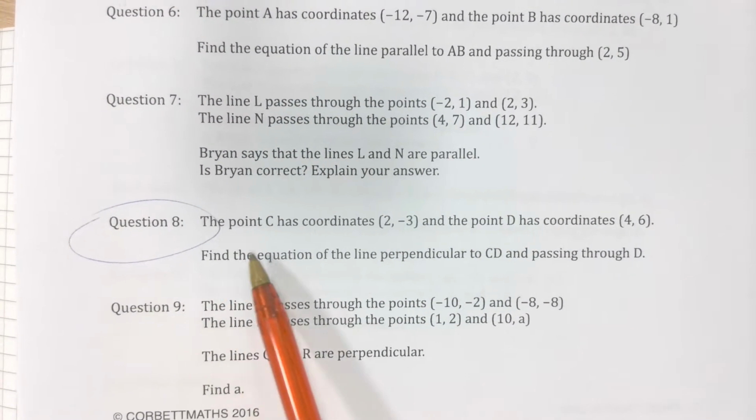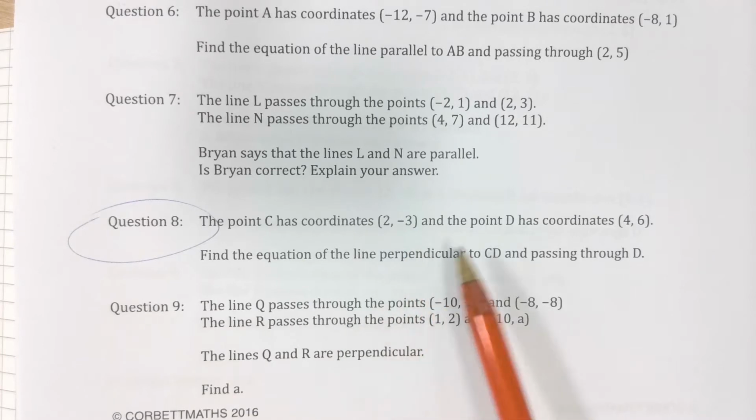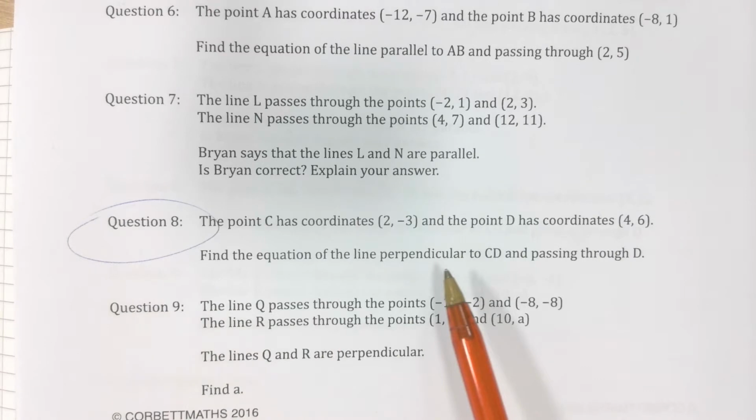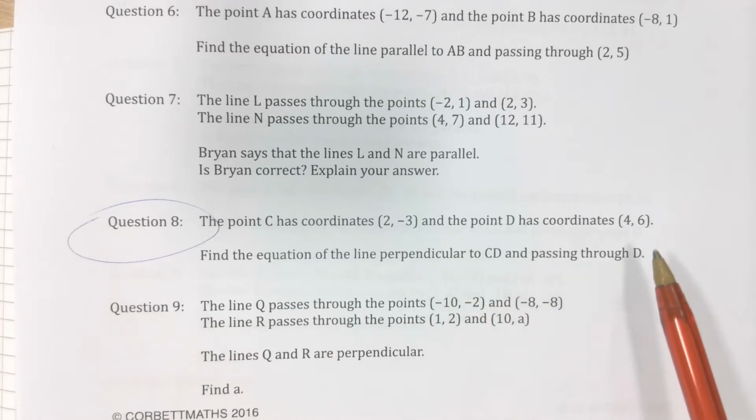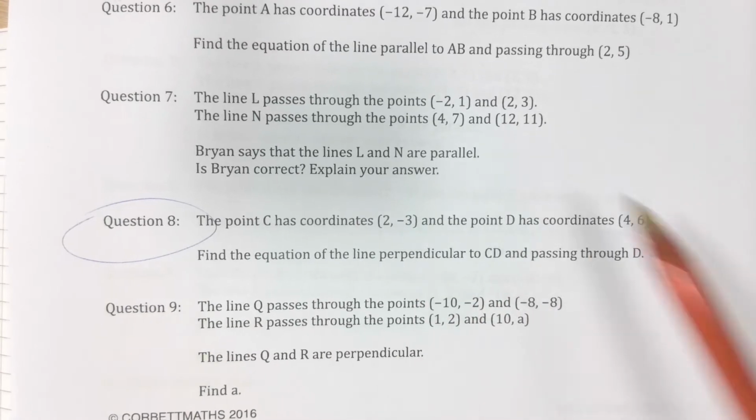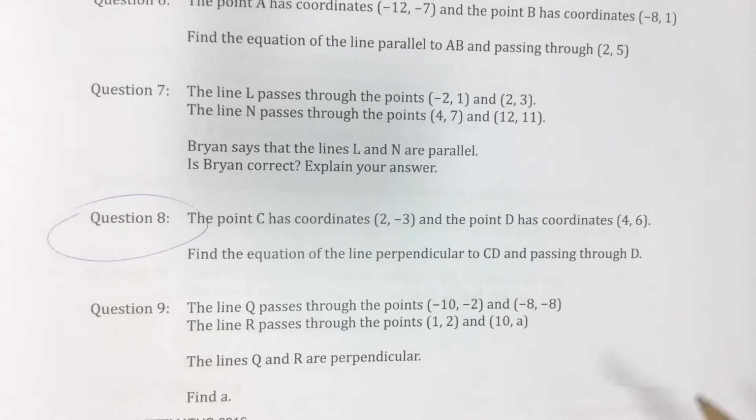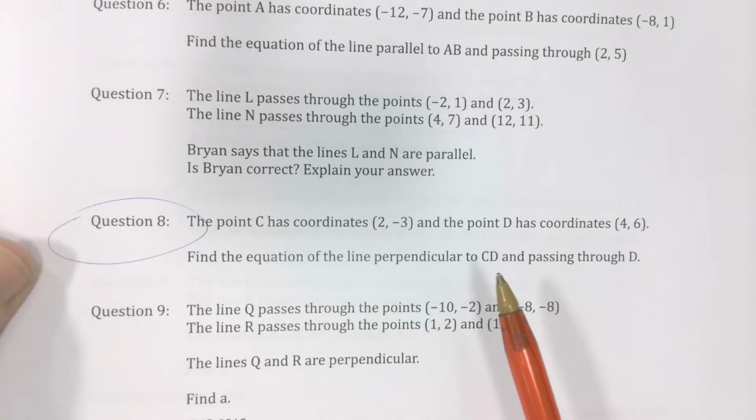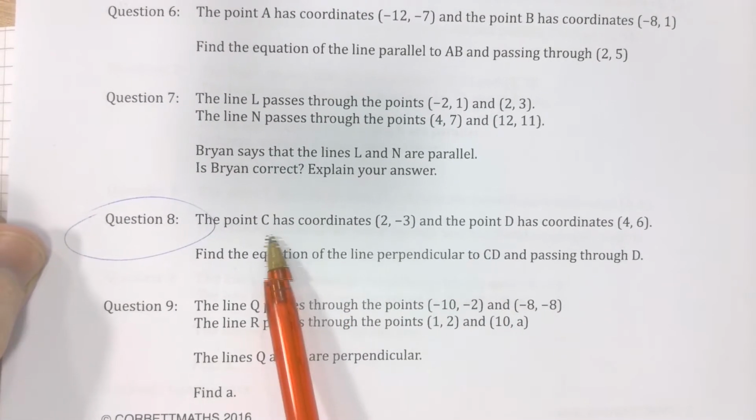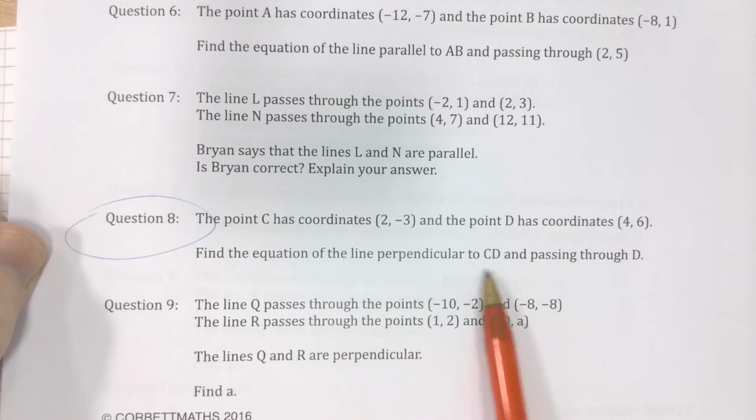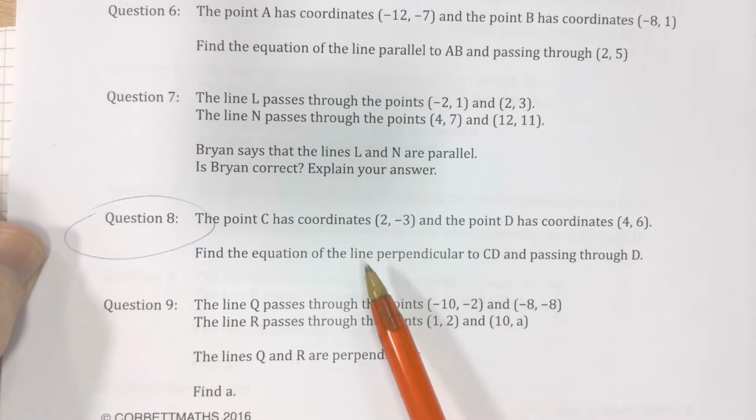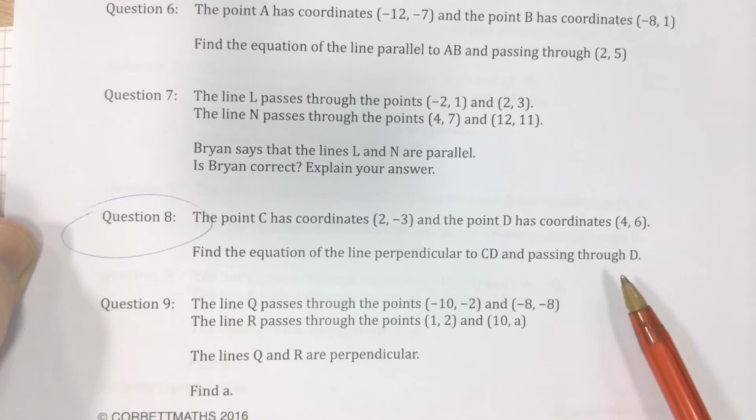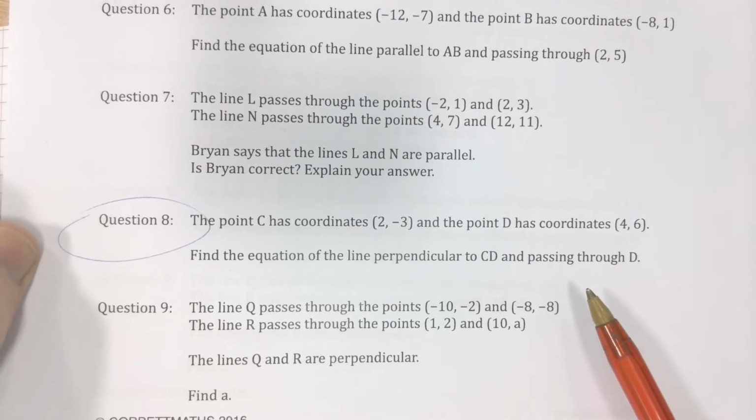This question: the point C has coordinates 2, -3, and the point D has coordinates 4, 6. Find the equation of the line perpendicular to CD and that passes through point D. So there's a number of things going on here, and it makes sense that it's a question you might need support with. In essence, we're going to find the equation of line CD, find the perpendicular to that line equation, and then use the point D to substitute in and work out that perpendicular equation.